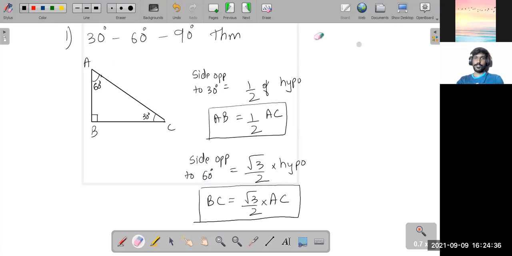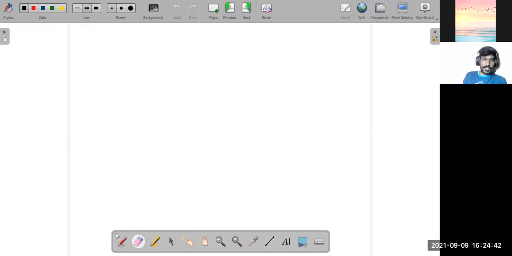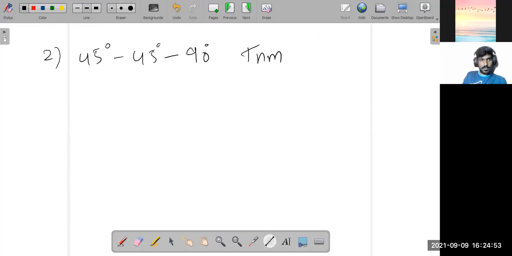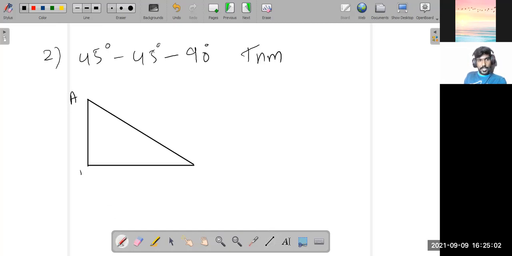Okay. Next we'll do the 45-45-90 degree theorem. So what this theorem says is, in a right angle triangle, name it A, B, C. If this is 90 and this is 45, then this also will be 45. So 45, 45, 90. That means two angles are 45 and one is 90 degrees.